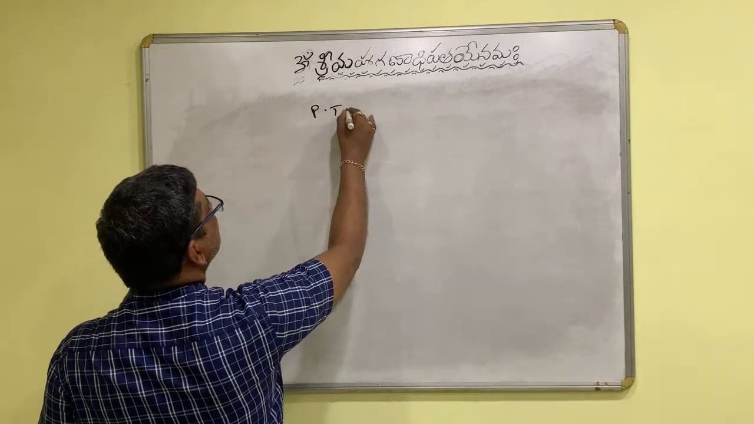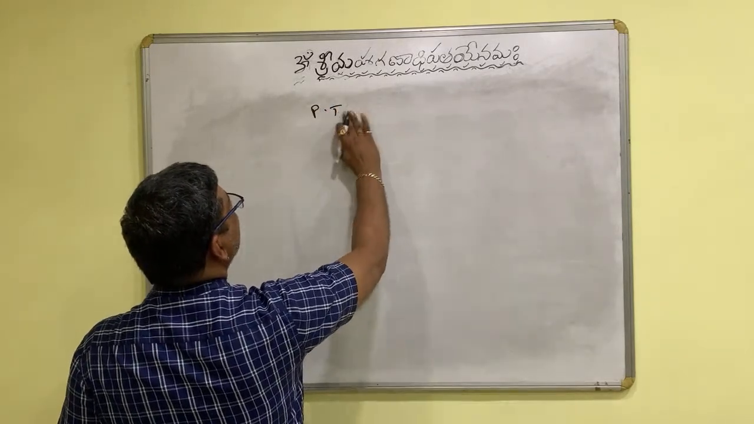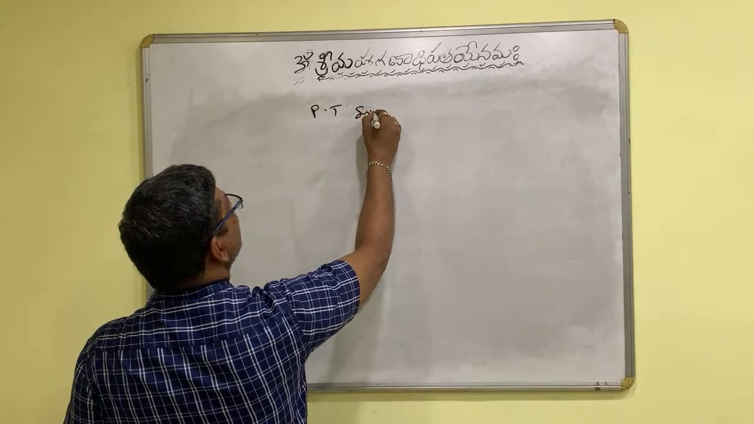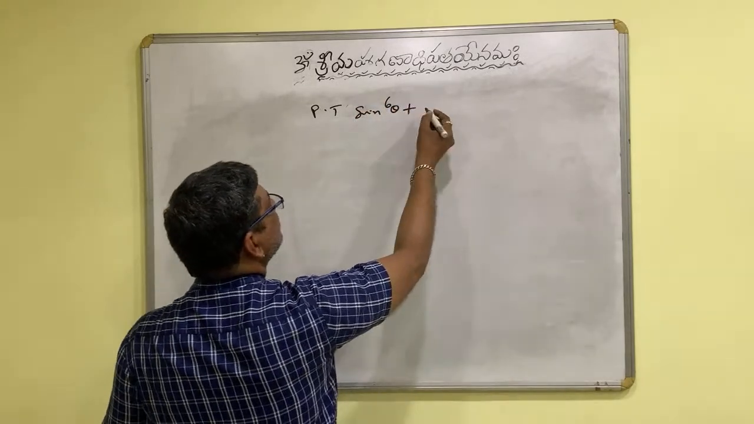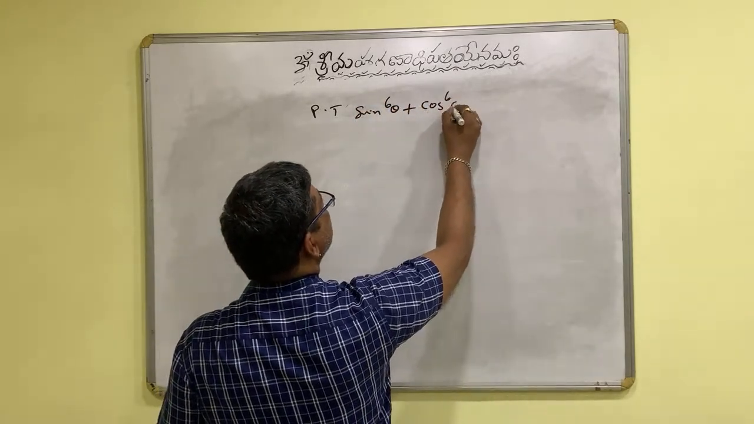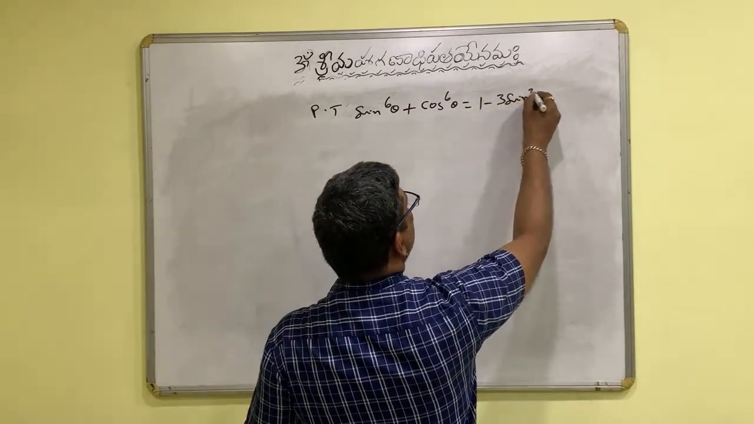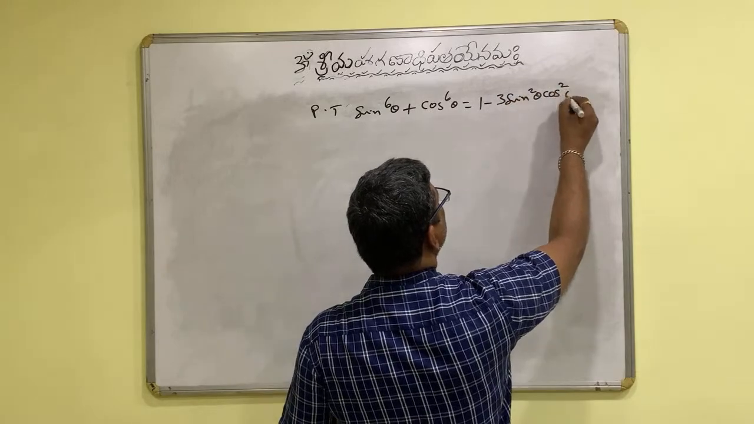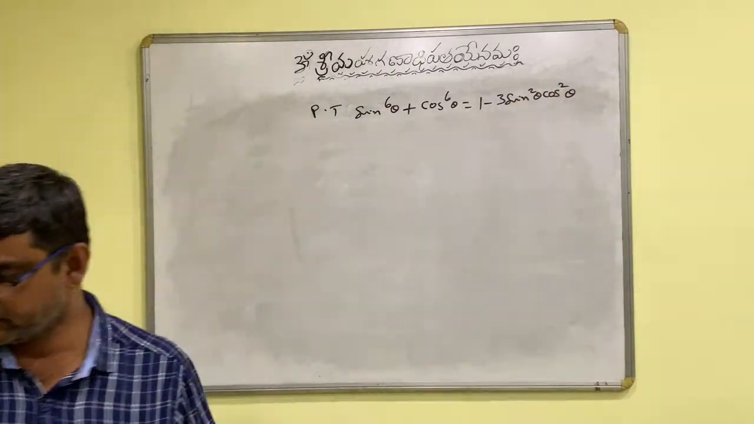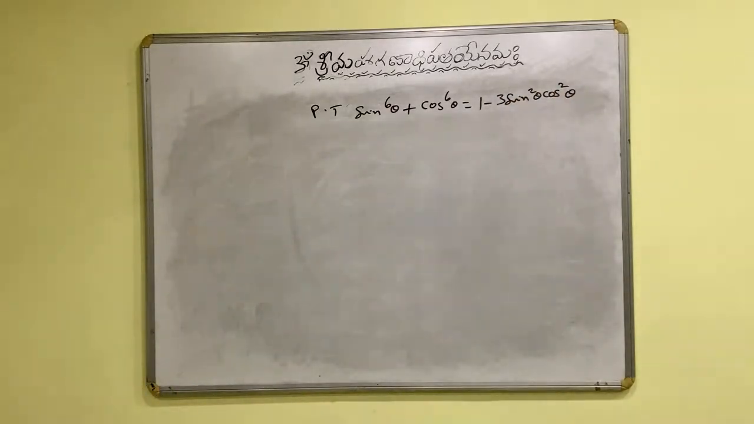Prove that sin power 6 theta plus cos power 6 theta is equal to 1 minus 3 sin square theta cos square theta. Beautiful question. Sin power 6 theta plus cos power 6 theta is equal to 1 minus 3 sin square theta cos square theta.